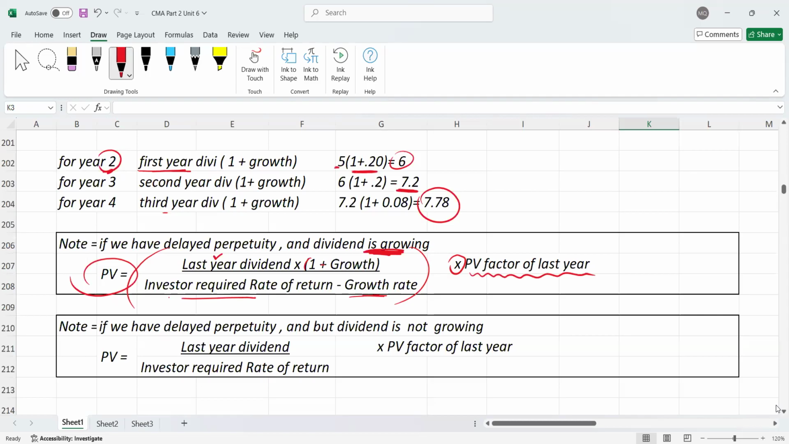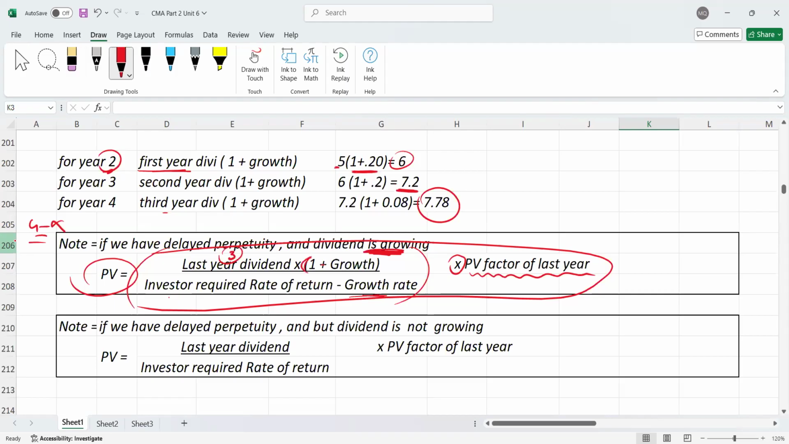Okay. Here dividend is growing from year 4 to infinity. It means in year 4 to infinity, I'll apply this complete formula. What is the complete formula? So I'll take last year dividend, because I'm applying this formula from year 4 to infinity. I'll take last year dividend, which will be year 3 dividend.